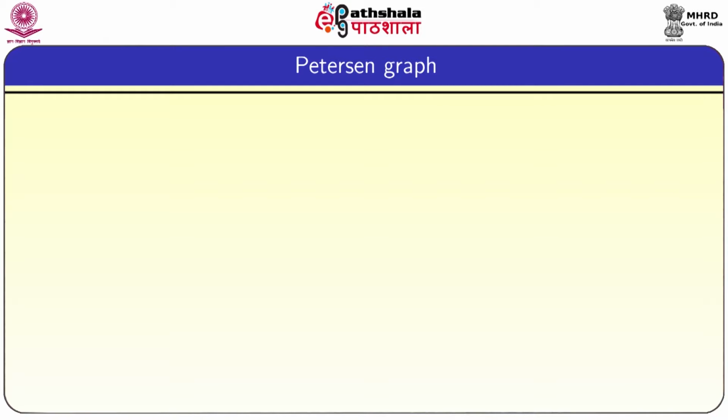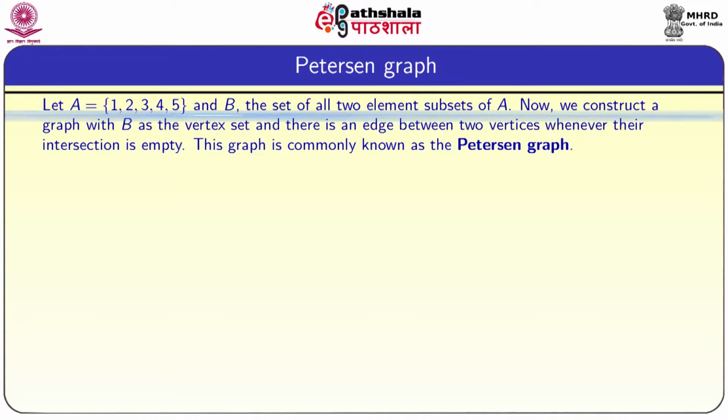So now we are going to define another graph called the Petersen graph. Here we are going to take A as {1, 2, 3, 4, 5} and B is the set of all two element subsets of A. Now we construct a graph with B as vertex set and there is an edge between two vertices whenever their intersection is empty. This graph is commonly known as the Petersen graph.